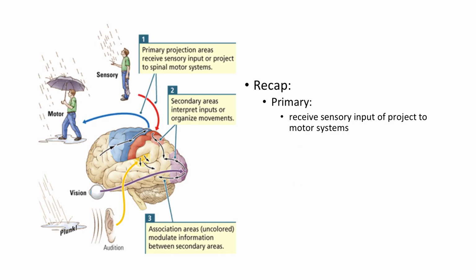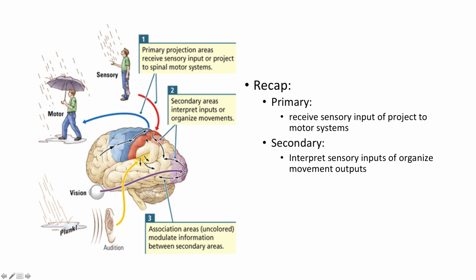So a little recap. Primary cortex, it receives sensory input. So here you can see that. It receives it, then it sends it to the secondary areas. They interpret sensory inputs and they organize movement outputs. And then the tertiary cortex modulates between the secondary areas.